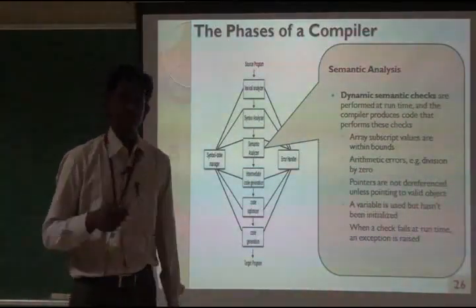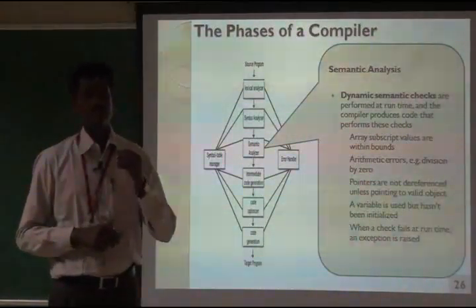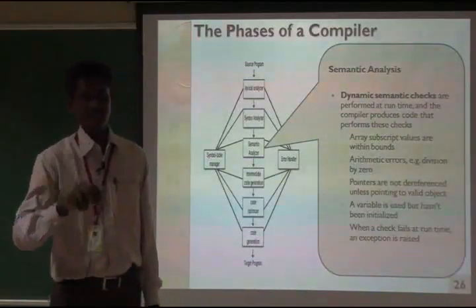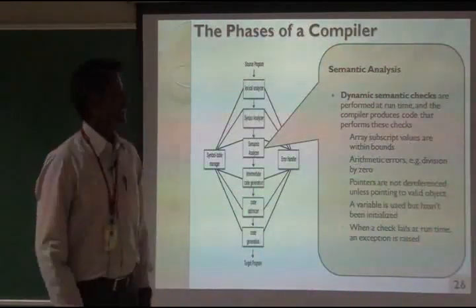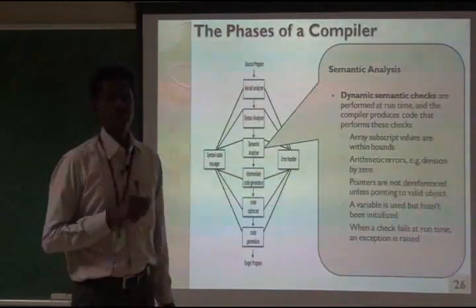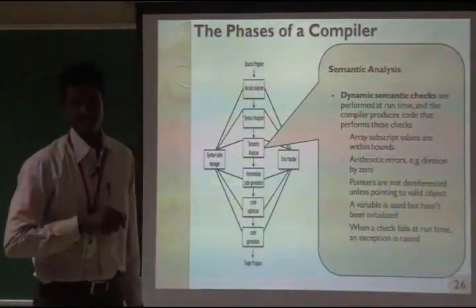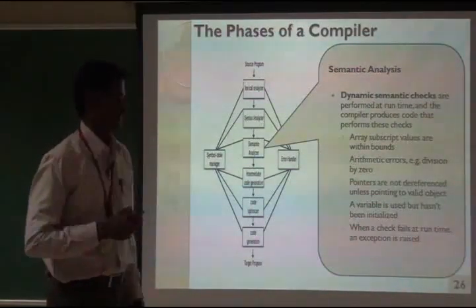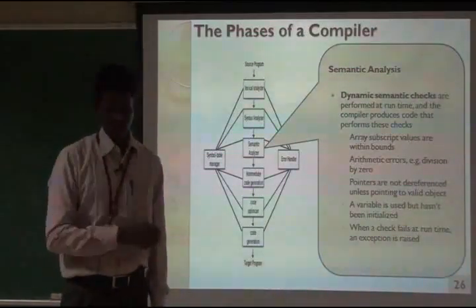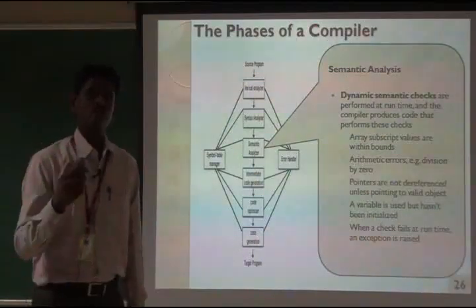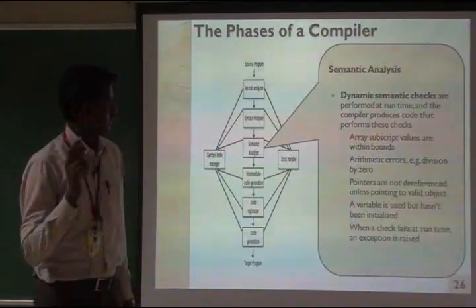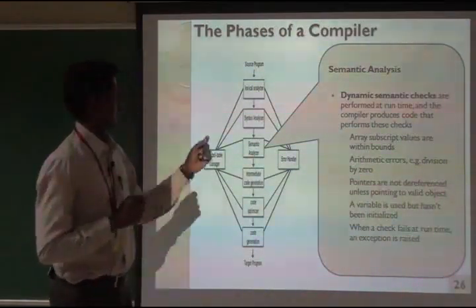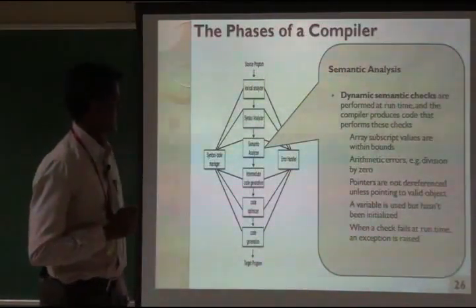Also dynamic semantic checks. Whatever you do at runtime is considered a dynamic check. The compiler produces some code, and that code does the checking during runtime. Anyway, it is under the control of compilation. The checks include array subscript values being within the bounds. Suppose you declare one integer array a of 10. During runtime you try to give more than 10 values. Our array is declared for a size of 10, but you try to give more than 10. That type of error is checked by the dynamic semantic check.